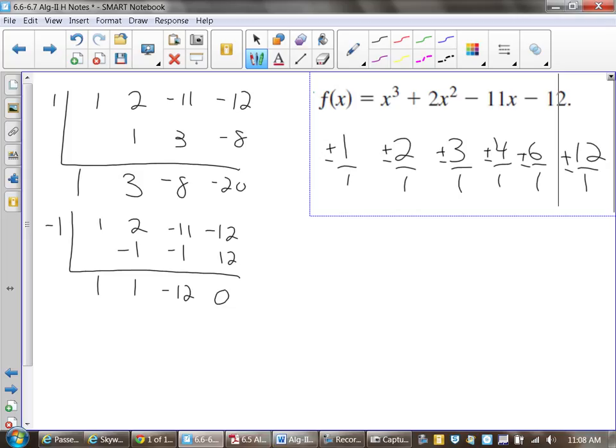But not all problems are going to have 12 possible zeros, right? They could have 13, they could have 14. They could have 20. They could have 6. They could have 4. They could have 10.